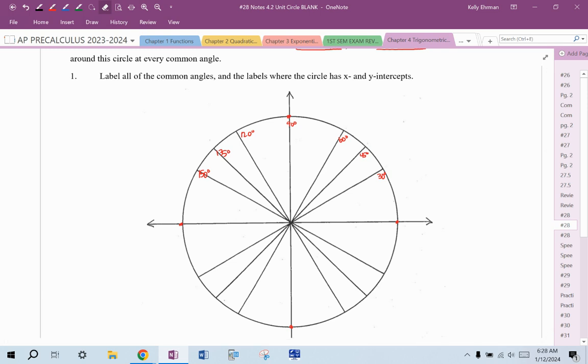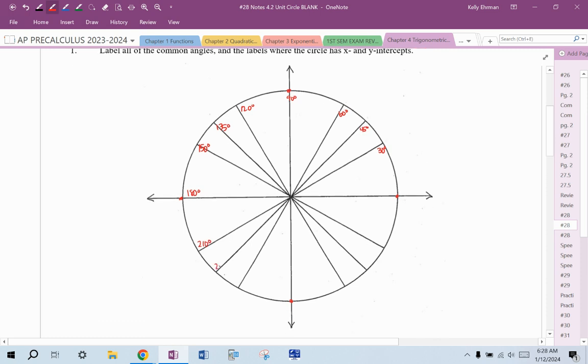Okay, so labeling all of these in degrees. When we have speed quizzes, we will be given angles in both degrees or radians. And our AP test is exclusively radians, but I think it's important, especially since you guys use degrees in physics, to be familiar with both.